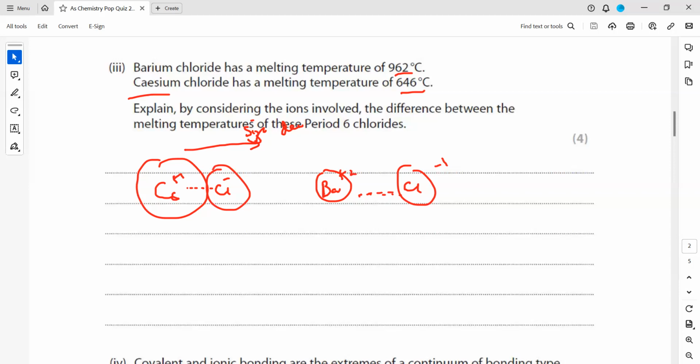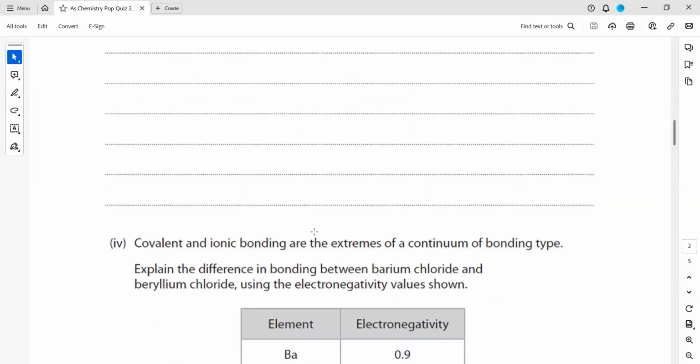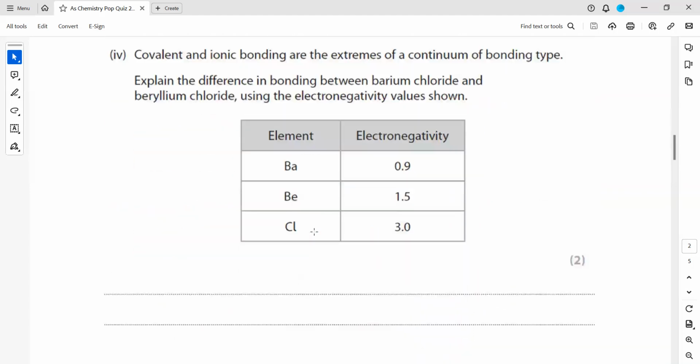But this is two different ionic compounds. So whenever you want to compare, you will compare the charge and the size. Charge should be greater and the size should be smaller to have a strong electrostatic attraction.